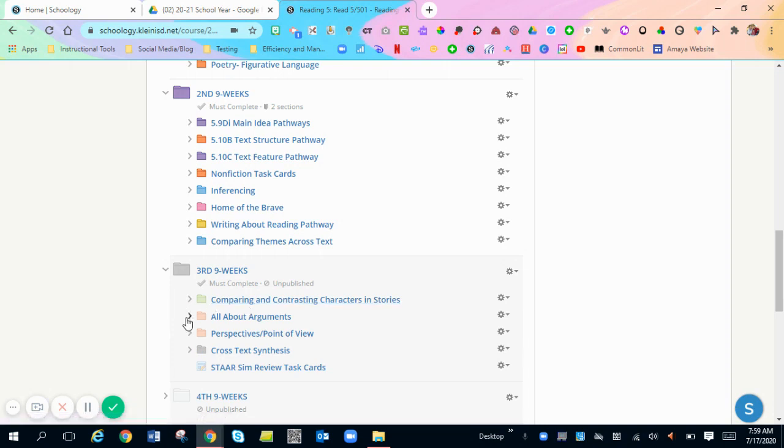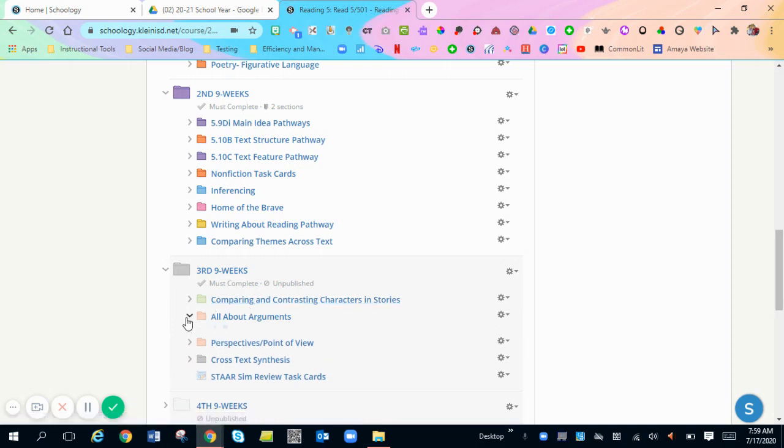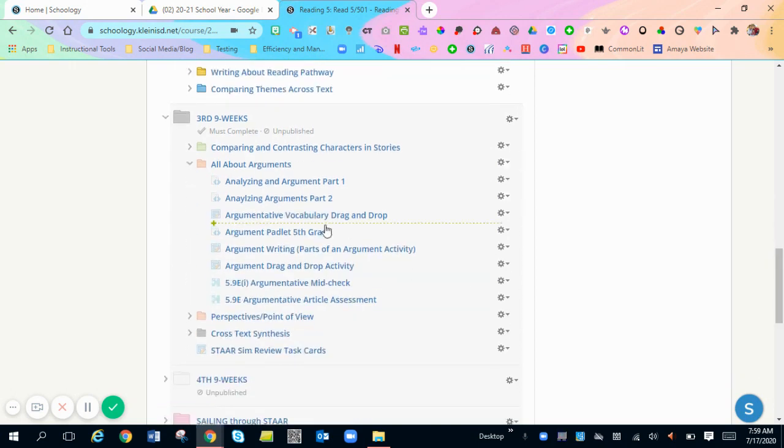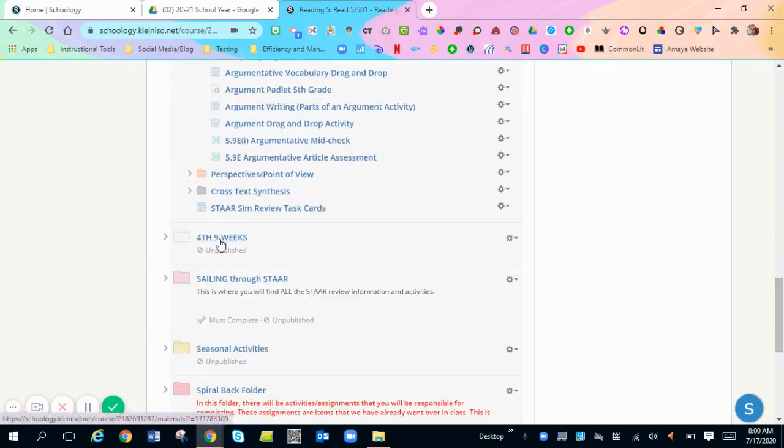So inside of all of these would be different activities that they had to do, different teacher videos, and different things for the whole entire grade level that they had to do. And then I had a mid-check to see where they were at. And then I had their assessments in there as well. And then, of course, we didn't get to the fourth 9 weeks because that was the digital learning time.